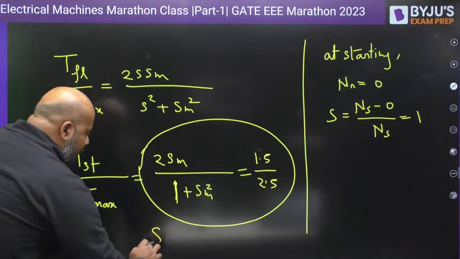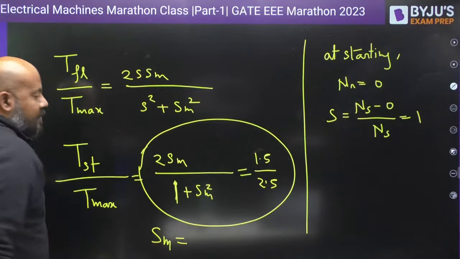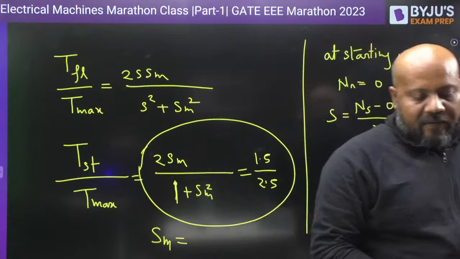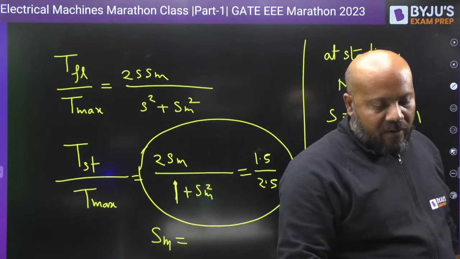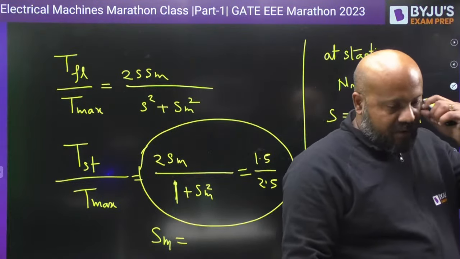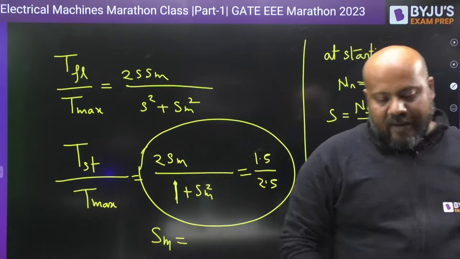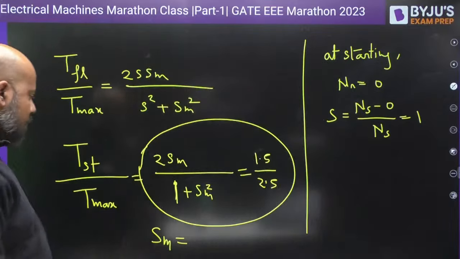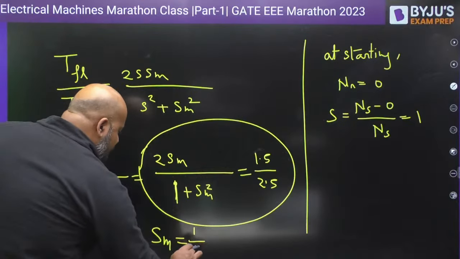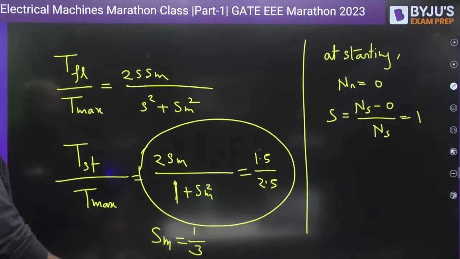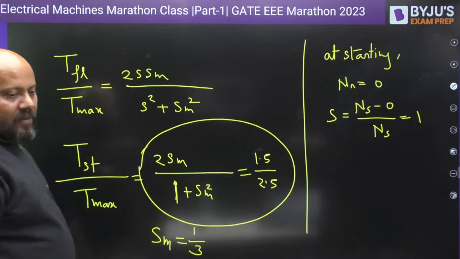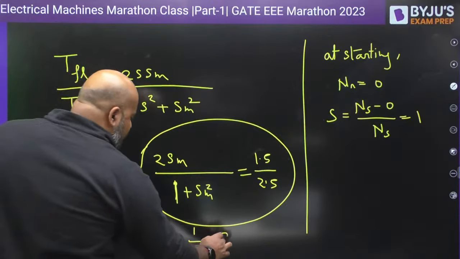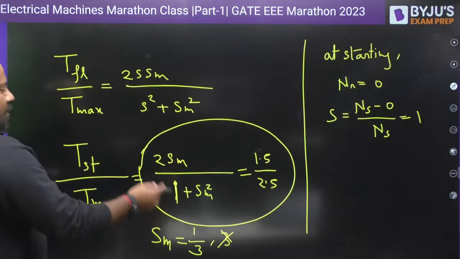You will be getting a value for slip at which you are getting the maximum torque. As per my reference, the slip at maximum torque is 1 by 3. Because it is a quadratic equation, you will get one more value for SM, that is 3. You have to discard it, because it cannot be more than 1.